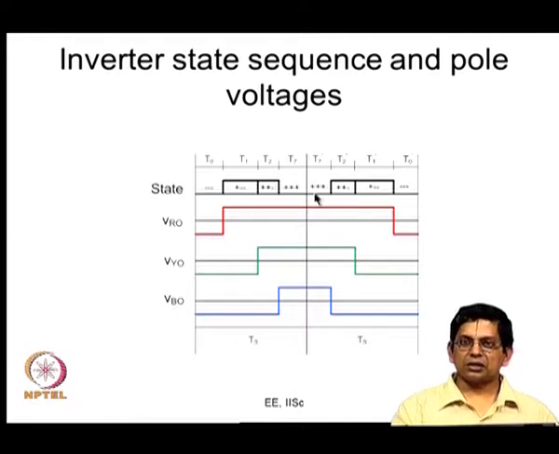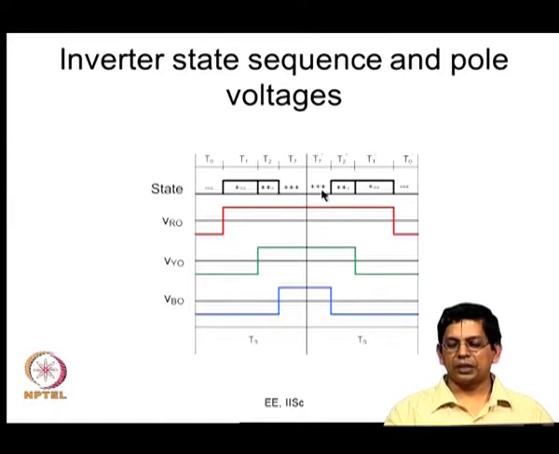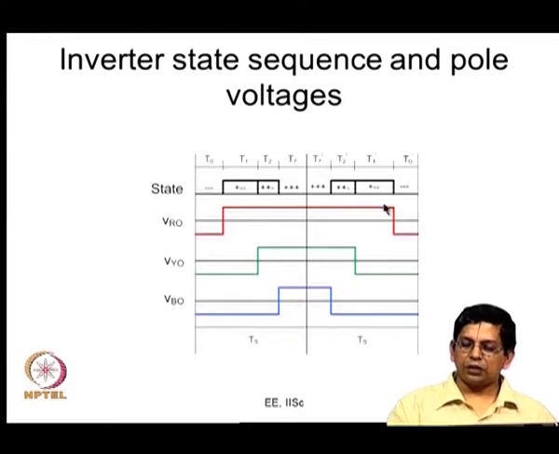The next sub cycle, or half carrier cycle, will have the reverse sequence: plus plus plus, then B phase switches and it becomes plus plus minus, then Y switches and it becomes plus minus minus, then R switches and it becomes minus minus minus. And if you look at the 3 phase pole voltages, this is how they are: R, Y, B, B, Y, R.